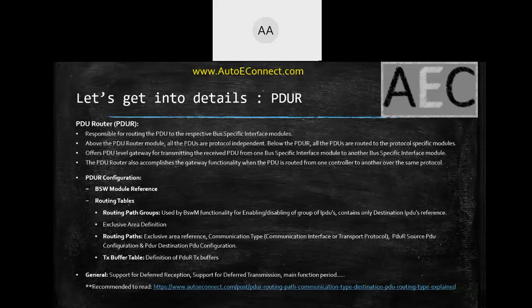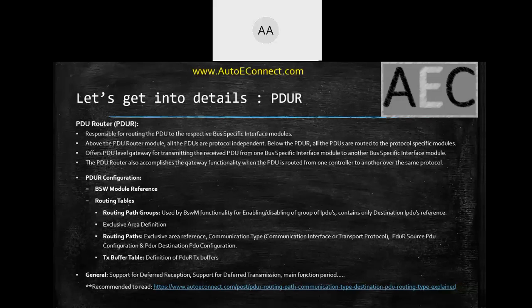We will see. Once we have configured all the BSW modules with which we are going to interact, it's just like giving the reference of the respective module from your configuration. And then it will be followed by the routing tables. So the first thing in the routing tables, we will have the routing path groups.